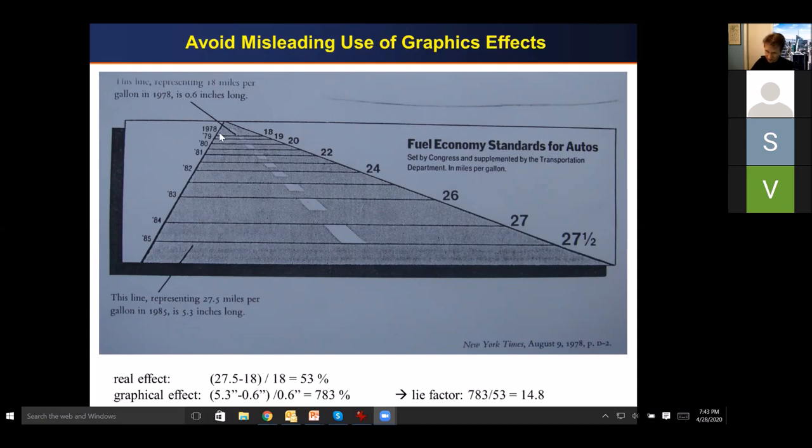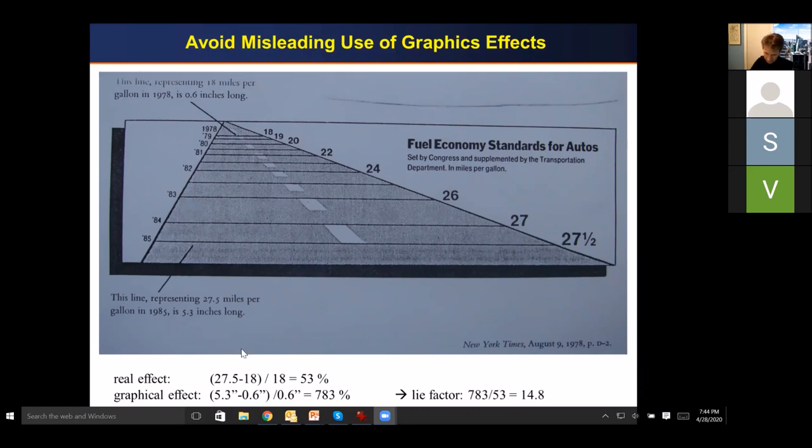So when you look at this effect, when you do 27 minus 18, which is what's going to happen between 78 and 85, and you normalize it by 18, then the real effect is 53%. You're going to make it 53% better, okay?